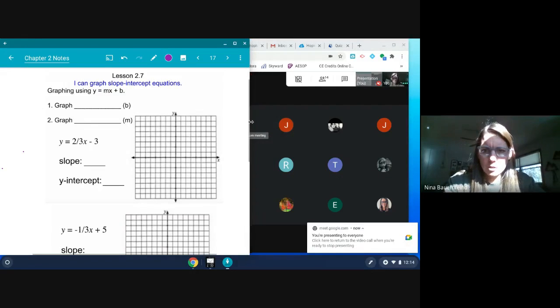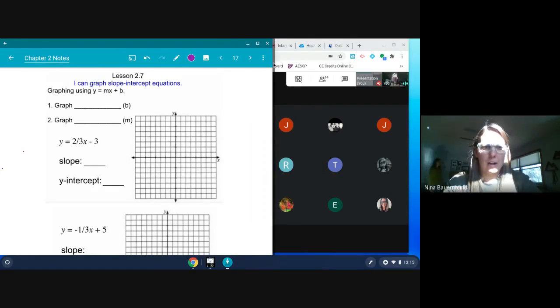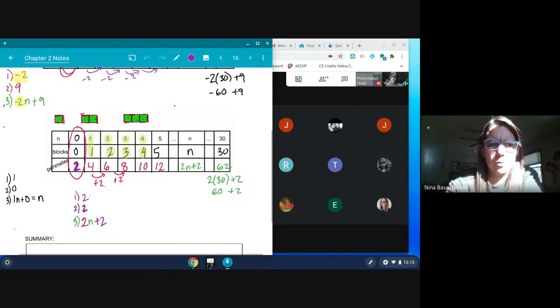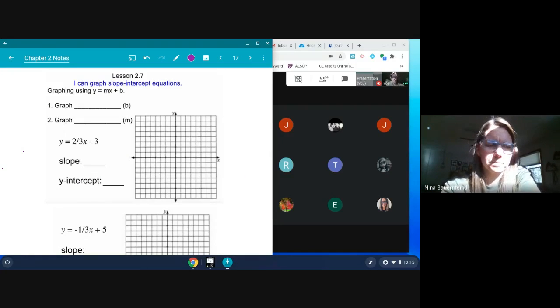All right, so this lesson is 2.7, and our goal is to graph slope-intercept equations. This is probably familiar to you guys. You have done it before, but it also plays off of what we did here, where we created these equations. So now we're going to work on graphing those. There are two things we need to identify first, and then we can graph it.